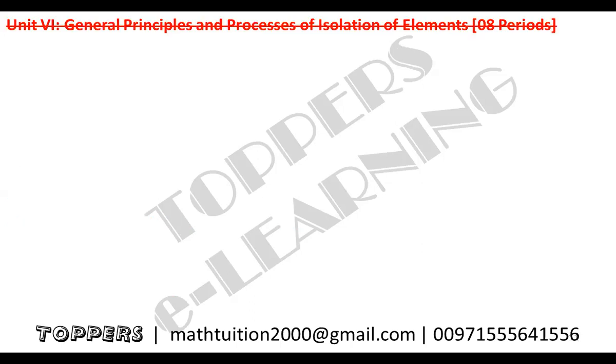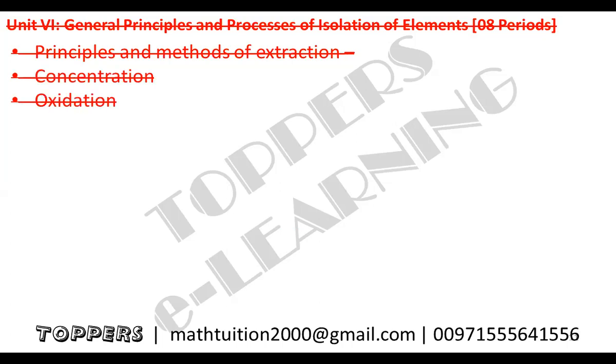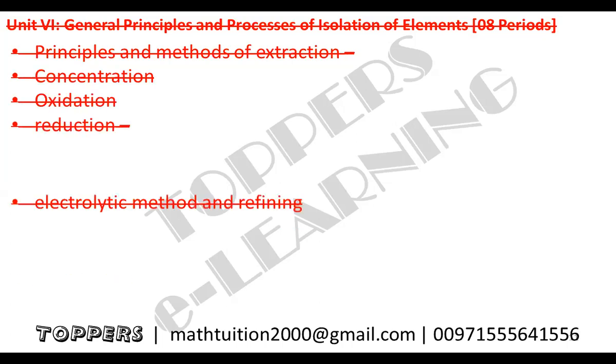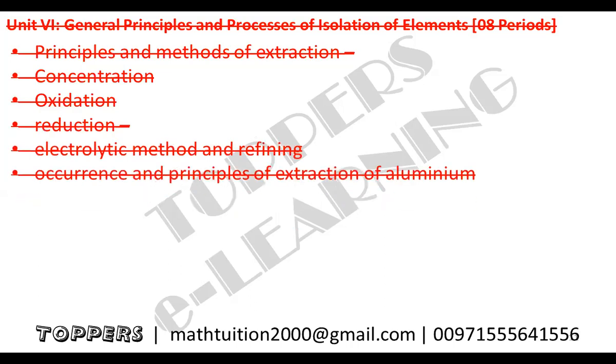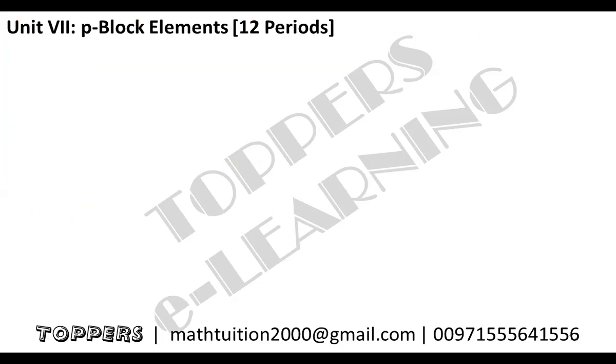Unit 6, General Principles and Processes of Isolation of Elements. The chapter is completely removed. The topics in this chapter as per the previous syllabus were principles and methods of extraction, concentration, oxidation, reduction, electrolytic method and refining, occurrence and principles of extraction of aluminium, copper, zinc, iron, all completely removed. The chapter is not there.